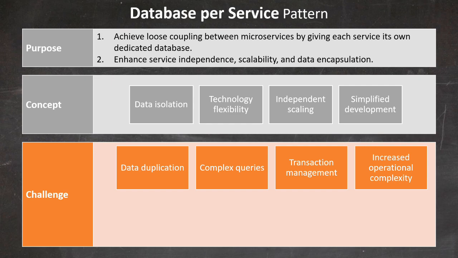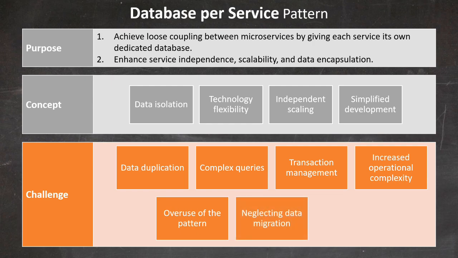We also need to be aware of common mistakes to avoid. For instance, overusing the pattern. Applying this pattern unnecessarily to small services or tightly coupled domains can lead to increased complexity without significant benefits. Next is neglecting data migration. Failing to plan for data migration when splitting a monolithic database into separate service databases can create issues. Lastly, ignoring eventual consistency. Not designing systems to handle eventual consistency between services can result in data inconsistencies.